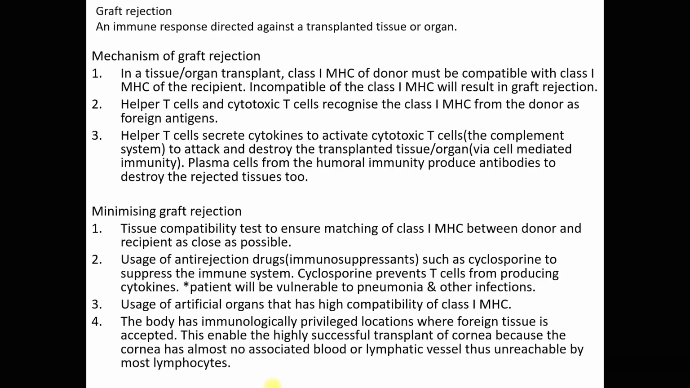Kenapa tiada rejection? Why is the case of rejection very low in cornea transplant? Because cornea tu kawasan di mana unreachable by most of our lymphocytes, right? So rejection tu memang very low. Unless certain cases, certain individual, dorang punya cornea tu, lymphocyte mereka somehow boleh sampai di sana. Yang tu memang ada rejection lah. Kalau tidak compatible itu class 1 MHC molecule.